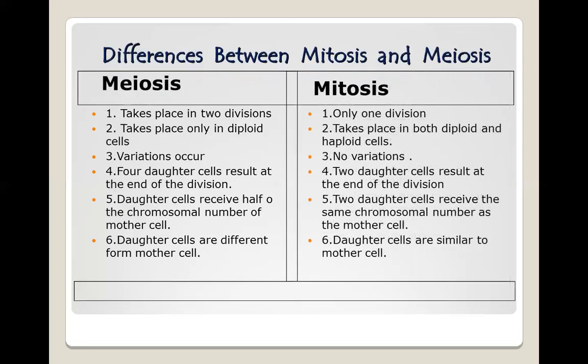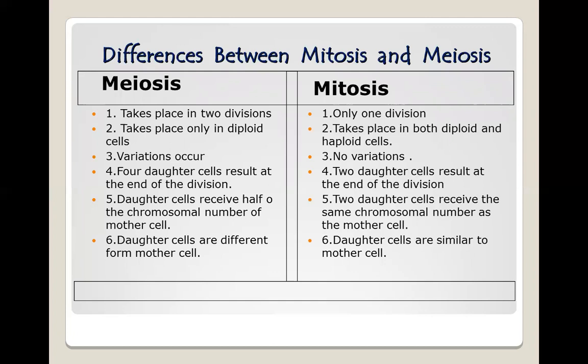And now we'll know about the differences between mitosis and meiosis. Meiosis takes place in two divisions, but mitosis takes place in only one division. Meiosis takes place only in diploid cells, but mitosis takes place in both diploid and haploid cells. In meiosis variations occur, but in mitosis no variations occur. In meiosis four daughter cells result at the end of the division, and in mitosis two daughter cells result.